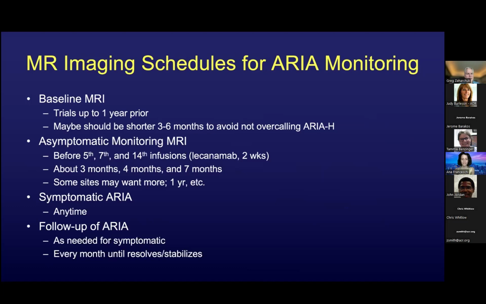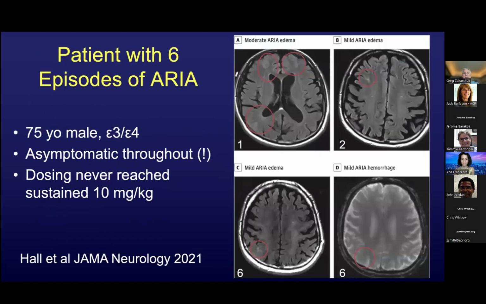And so recommendations are to do this on the scale of about once a month, once every 2 months until it resolves or stabilizes. Okay. Just want to emphasize that just because you've had ARIA once, it doesn't mean you can't have it again.